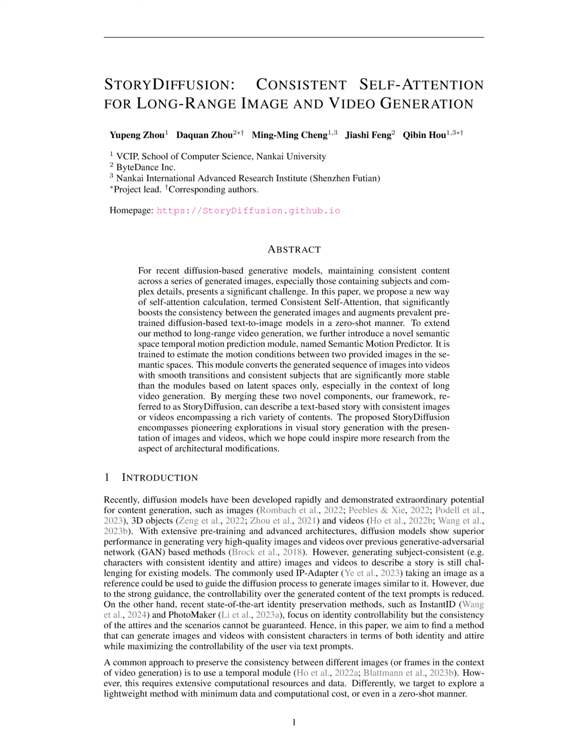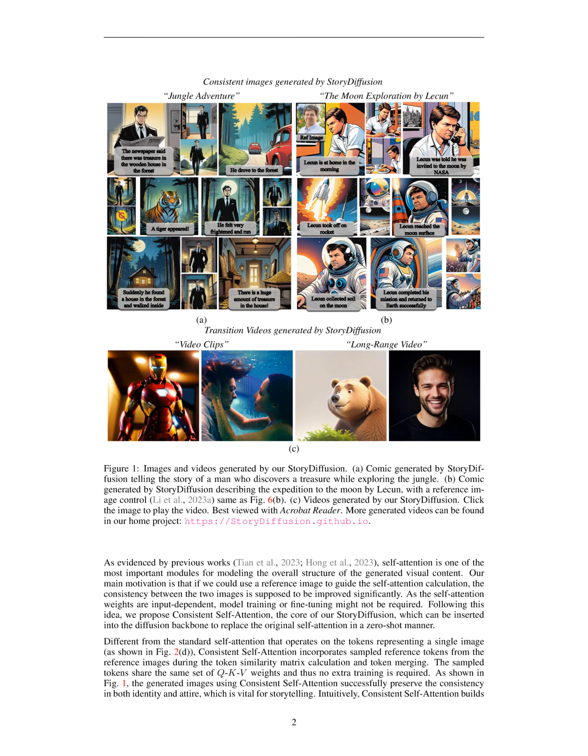The goal is to create a lightweight solution with minimum data and computational cost, or even in a zero-shot manner, to address the issue of generating subject-consistent images and videos for storytelling. The method introduces consistent self-attention, which builds correlations across images within a batch to generate consistent character images in terms of identity and attire, enabling the generation of subject-consistent images for storytelling.